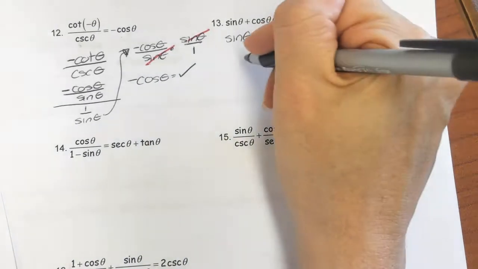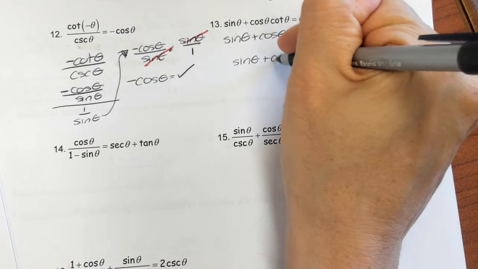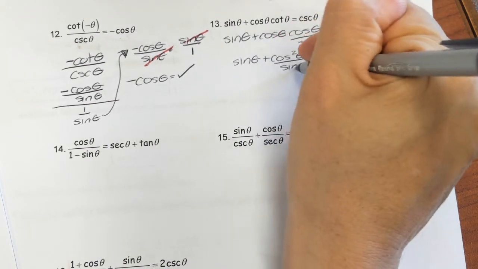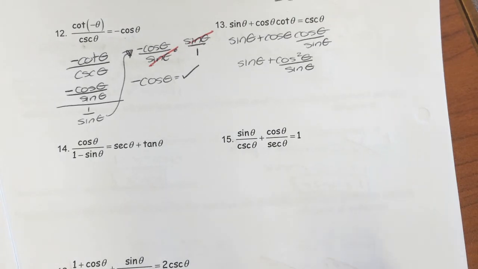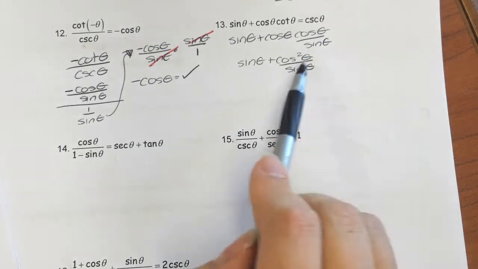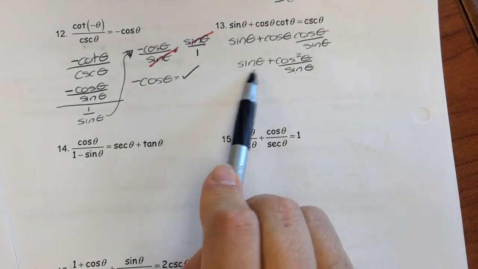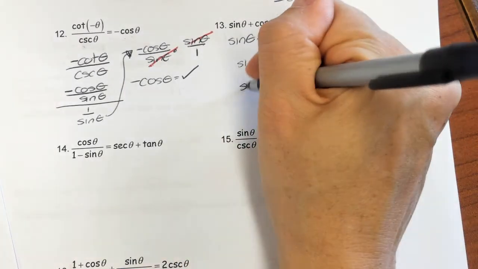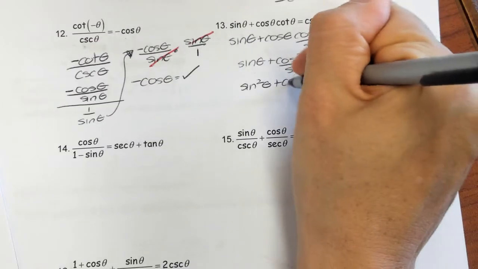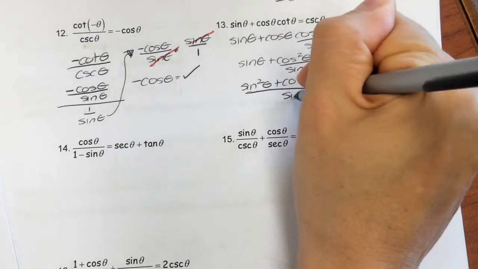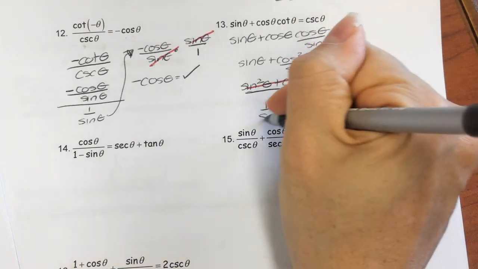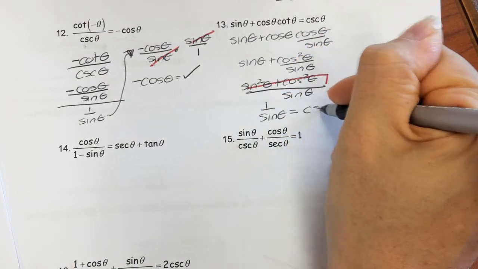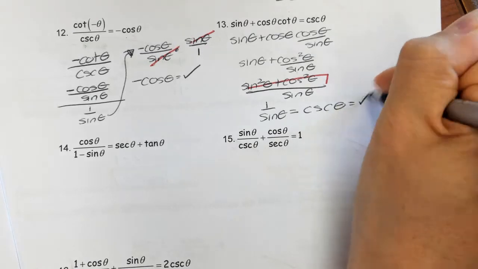So now on the top I have sine theta plus cosine squared theta over sine. Now I have two fractions added. I'm going to get a common denominator. The common denominator is sine theta. So this one's fine. I don't have to multiply anything here, but this one needs to be multiplied by sine theta. So that gives me sine squared theta plus cosine squared theta over sine theta. So again, right away you should recognize that this equals 1. So I have 1 over sine theta, which is the same thing as cosecant theta, which is what I wanted to have.